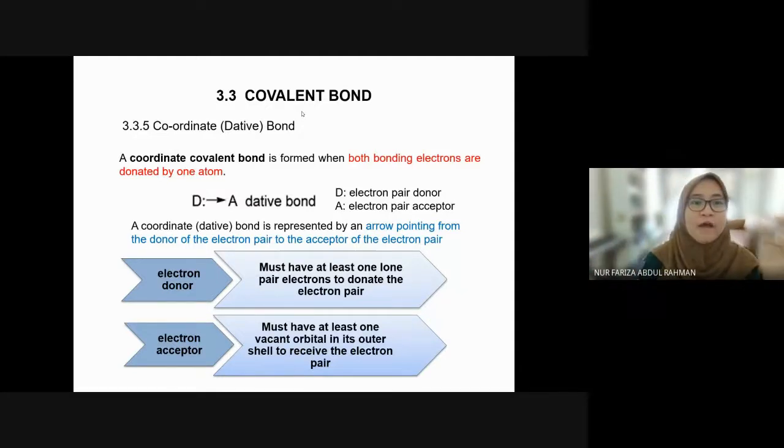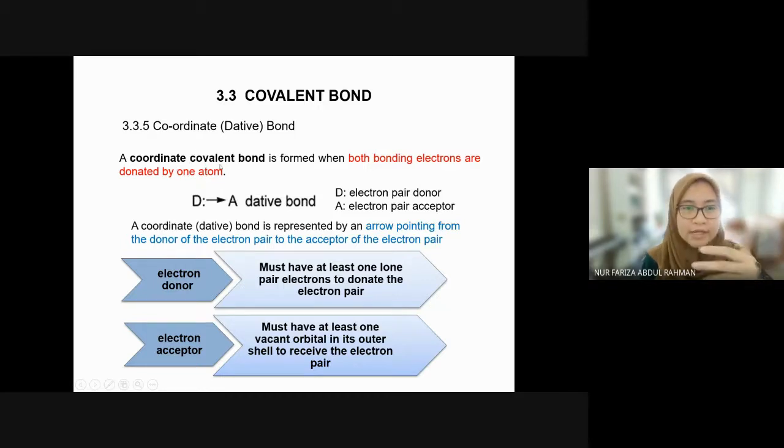So now we have coordinate covalent bond. Still we have the covalent. Covalent means sharing. But now we have coordinate. The term coordinate here, what does this mean? Coordinate means macam coordination, macam strategic, macam something yang dah di-plan, yang dah ada direction. And it still involves sharing the electron.